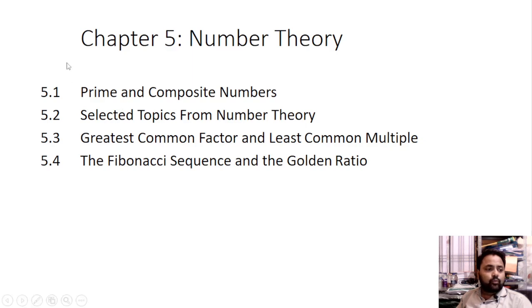Here are the four points under which we will continue some more important facts of number theory. The first is prime and composite numbers. The second is selected topics from number theory. Third, the greatest common factor and the least common multiple. And the fourth is the Fibonacci sequence and the golden ratio.